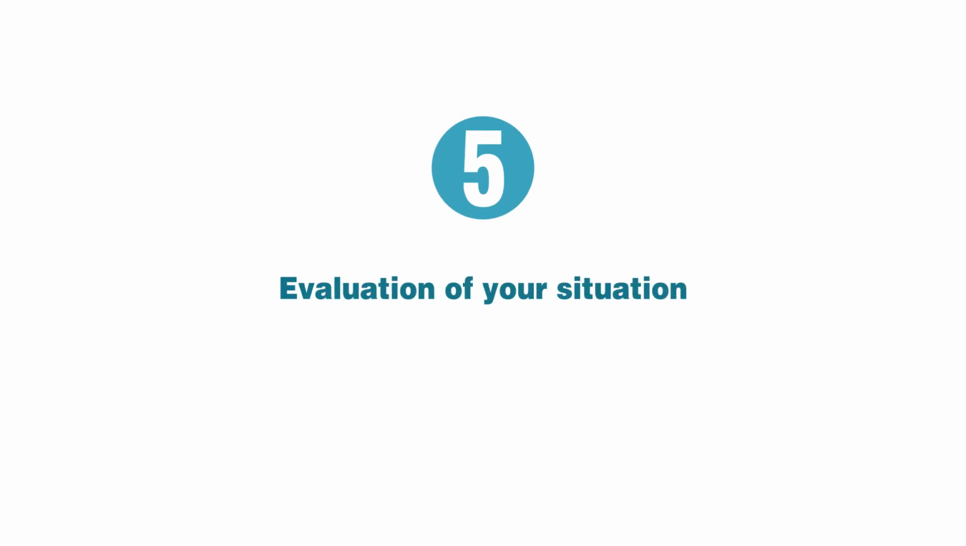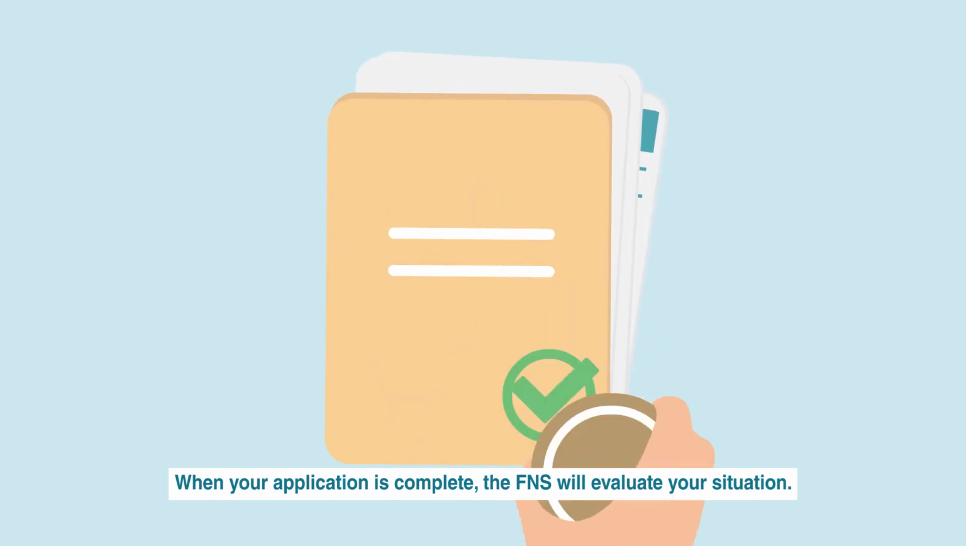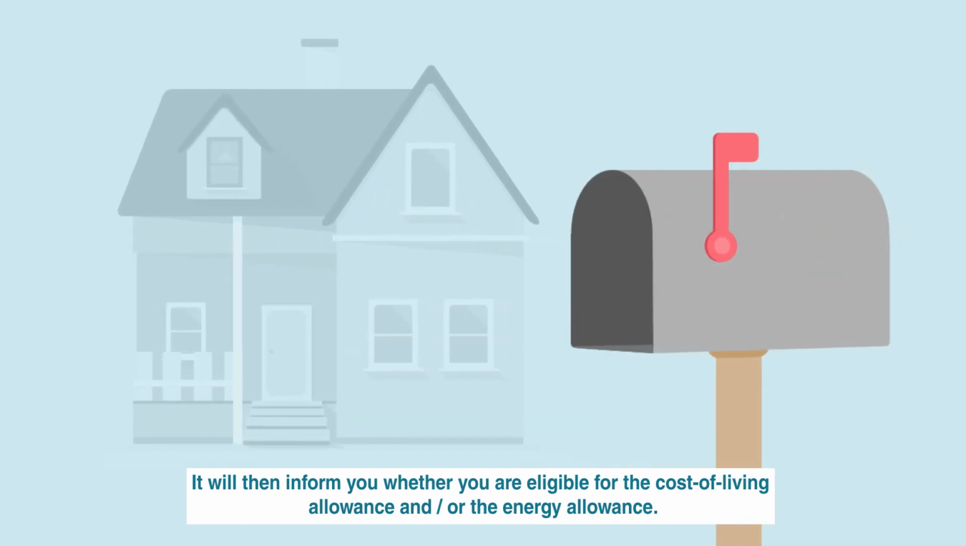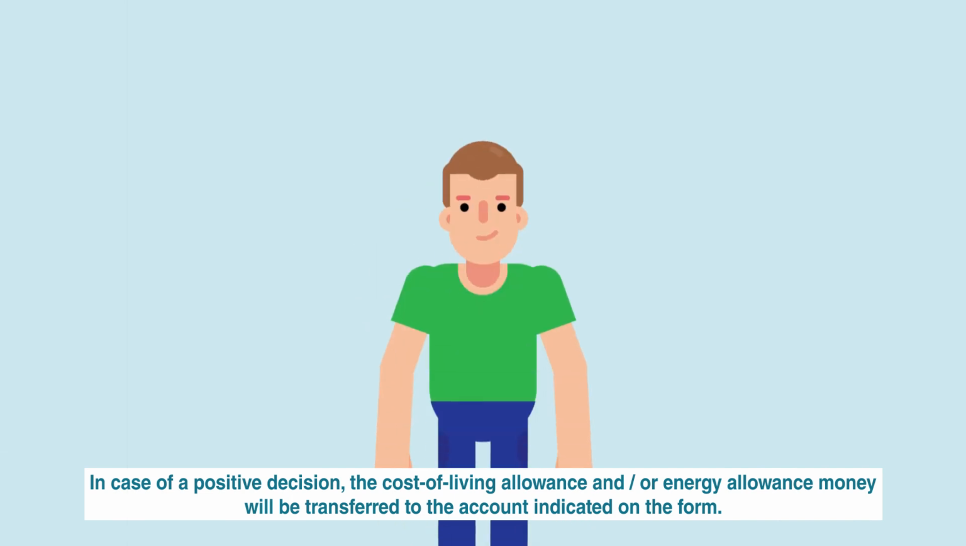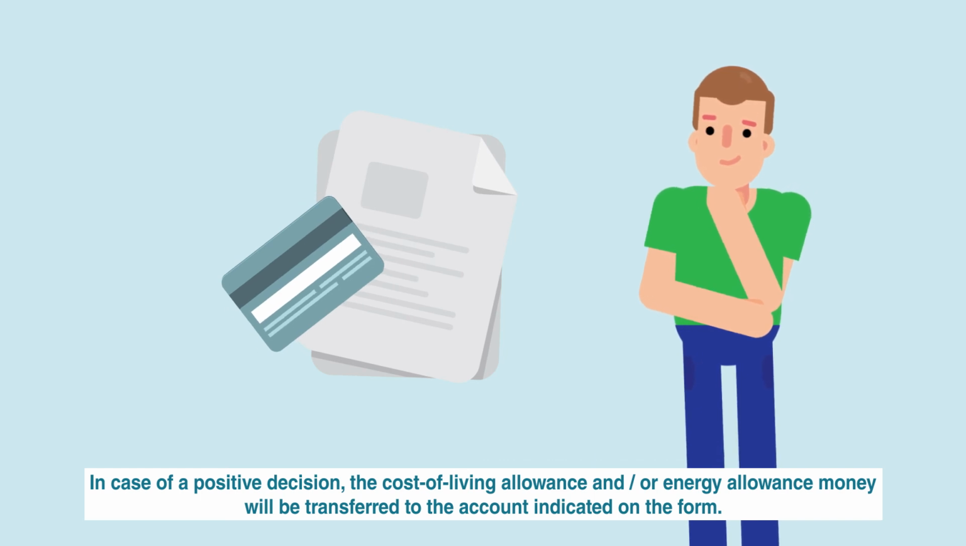5. Evaluation of your situation. When your application is complete, the FNS will evaluate your situation. It will then inform you whether you are eligible for the cost of living allowance and/or the energy allowance. In case of a positive decision, the cost of living allowance and/or energy allowance money will be transferred to the account indicated on the form.